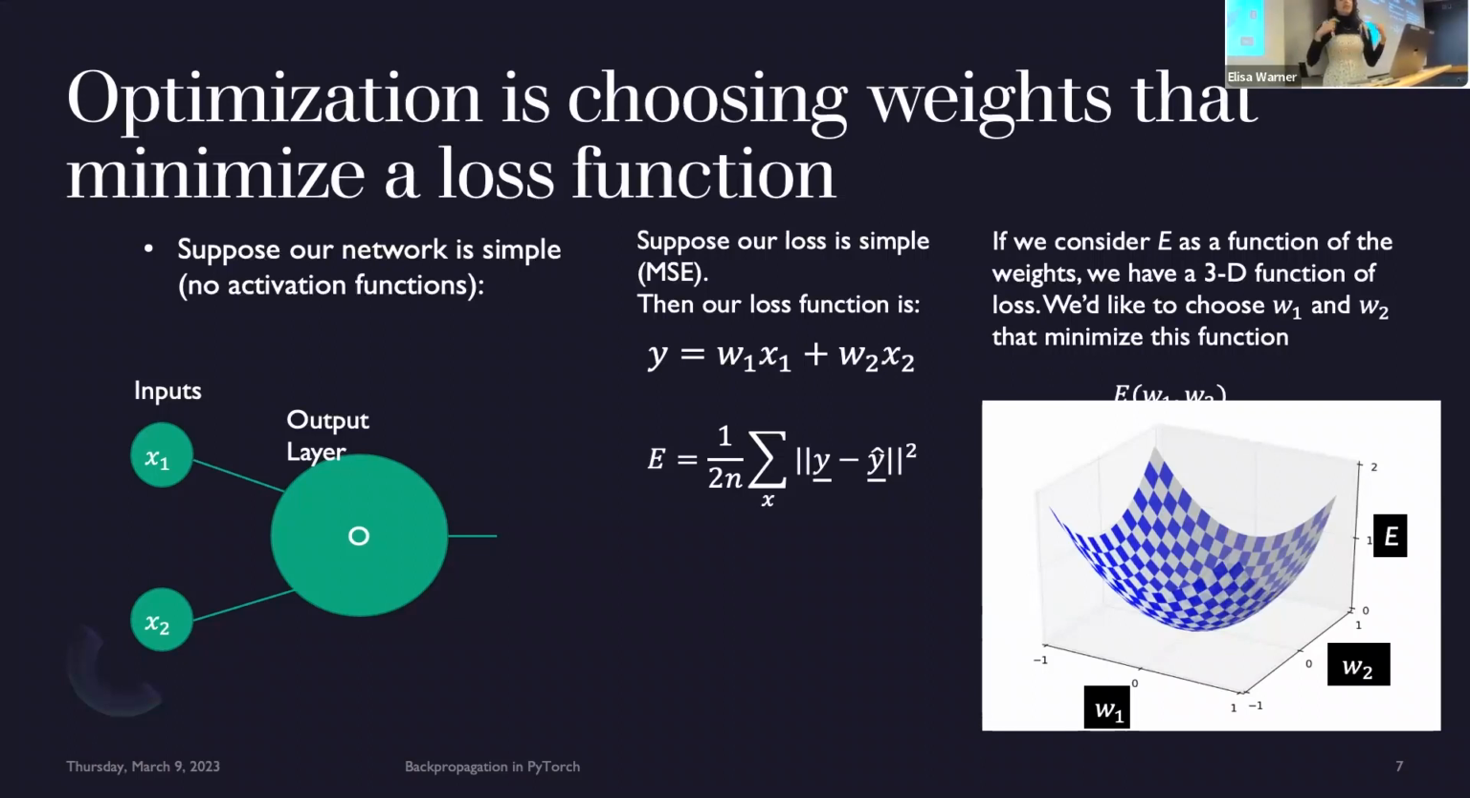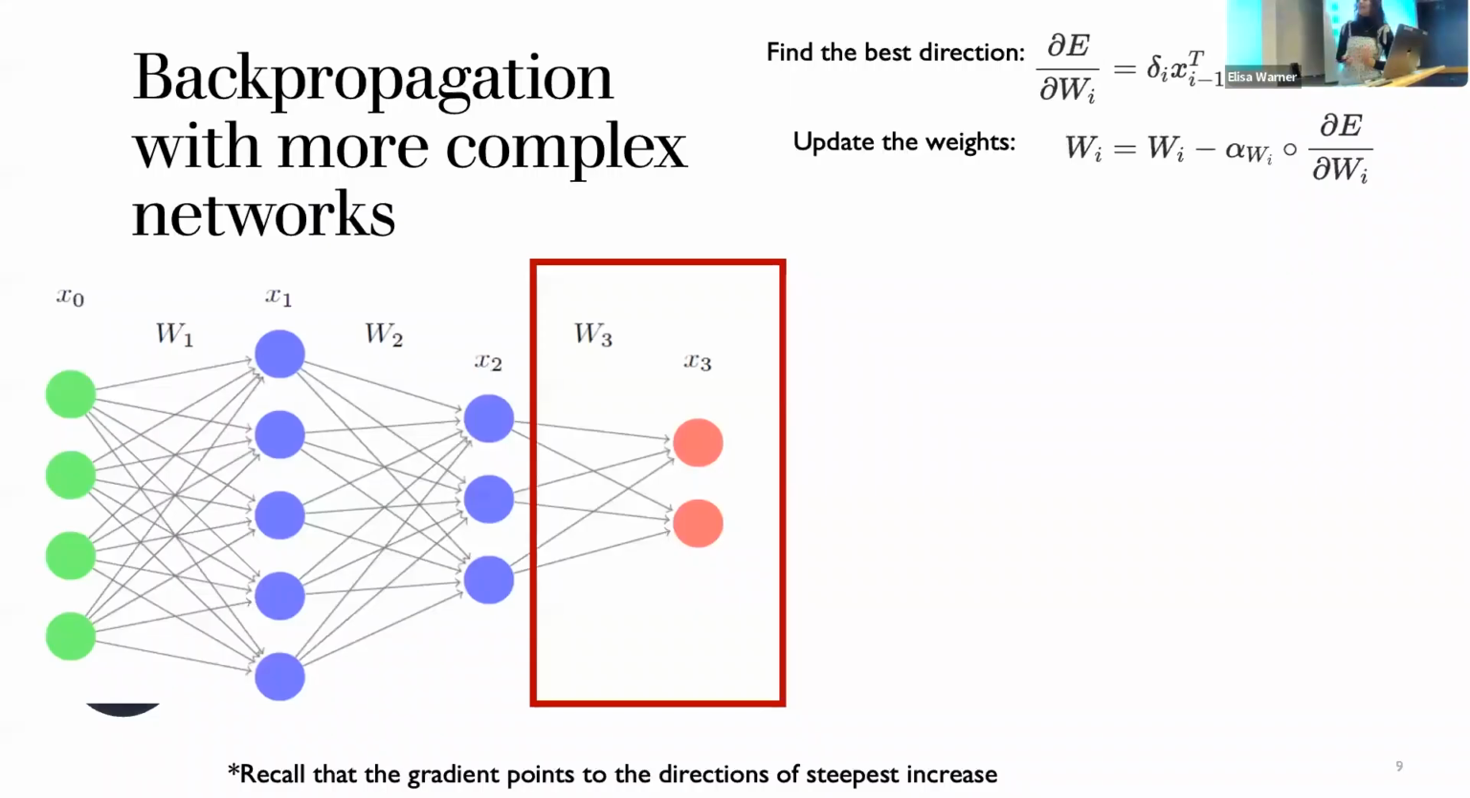But we know that neural networks are much more complicated than that. We can't just look at a graph and see where the lowest point is. And we have these really highly nonlinear functions where there's going to be more than one minimum. And so we need to do a more sophisticated process for that.